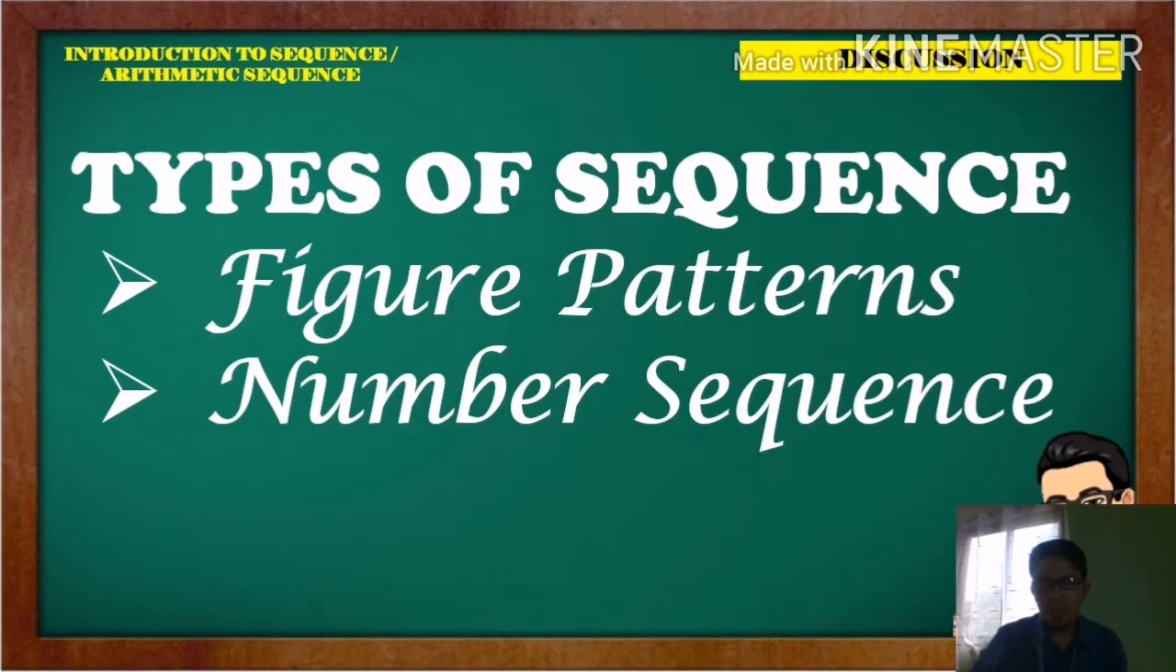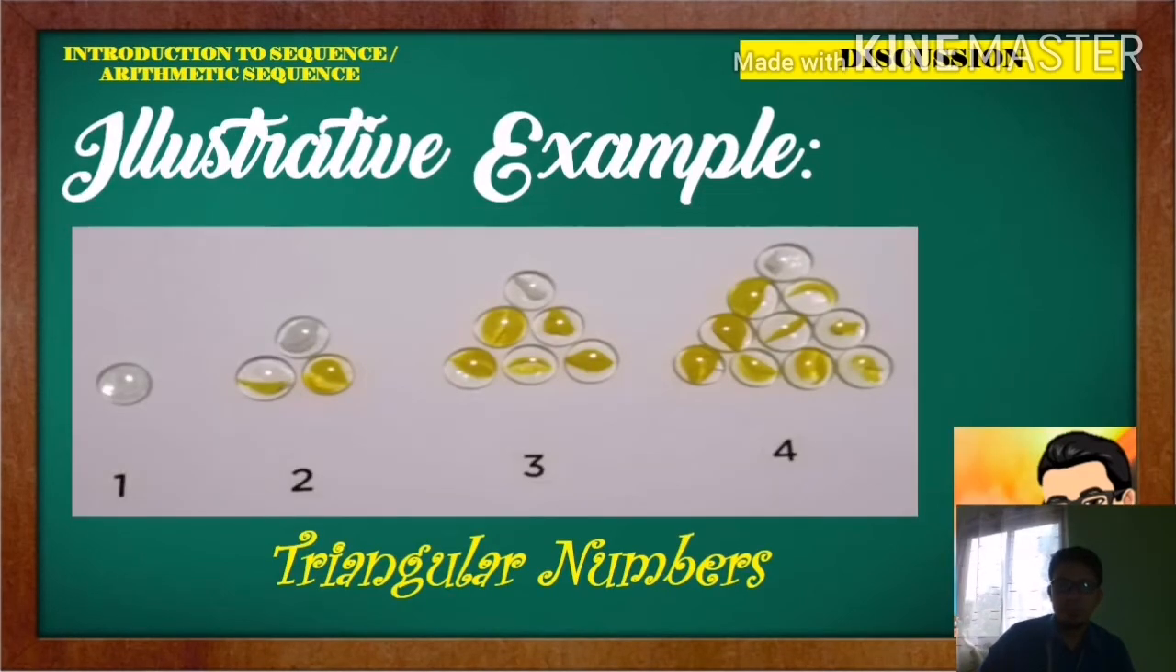Now, sequence can also be categorized as figure patterns and number sequence. For the figure patterns, here are some examples. The first one is the set of triangular numbers, wherein in the first you have only one marble, in the second you have 3 marbles, in the third you have 6 marbles, and in the fourth you have 10. This is called the triangular numbers.